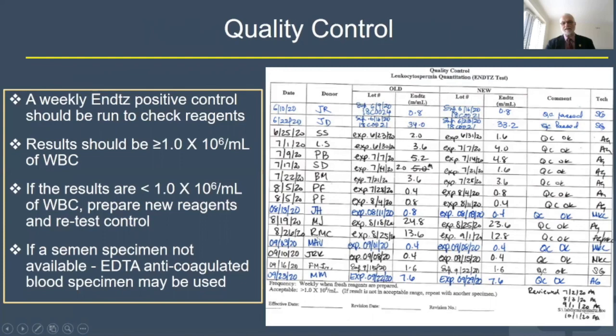Here on the right-hand side, I'm just showing you some examples of a quality control sheet. Here you can see the sample that was done last year in September, 7.6 million leukocytes per milliliter in the old solution, and the same here for the new solution. So that is perfectly correct, and there is no difference between these. That quality control test is positive, and that's in order.